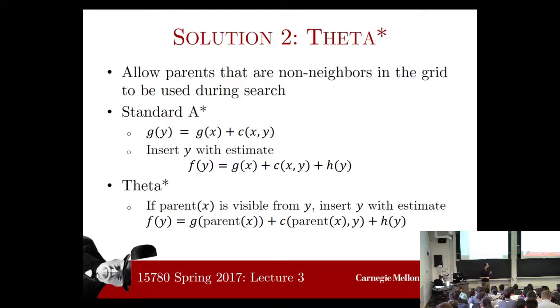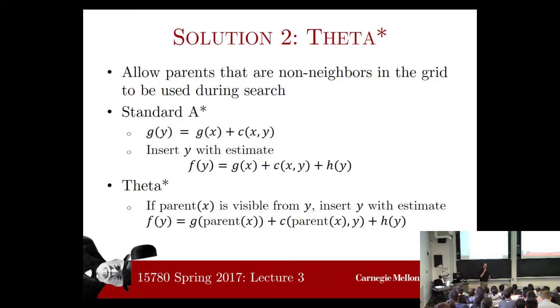Okay, so what we'll do is, under standard A star, we say we expand node X and we find node Y. We add it to the frontier with the G value being G of X plus the cost of getting from X to Y. And then we insert it with the estimate F of Y, which is G of X plus the cost of getting from X to Y, plus the H value of Y.